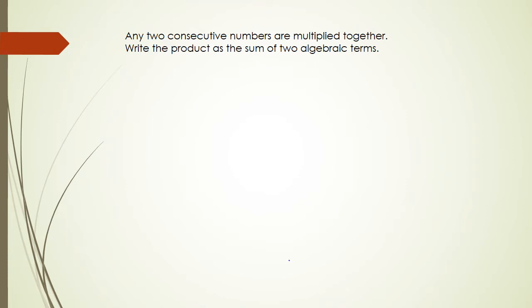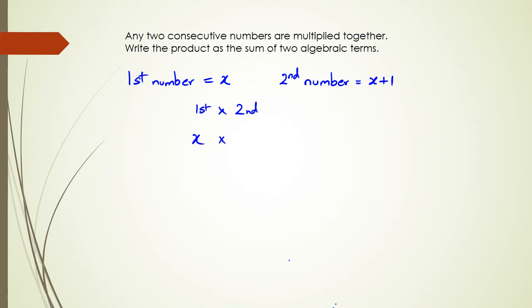Basically what we can say is the first number could be x, and consecutive means one after the other, which means the second number is x plus 1. So whatever the first number is, the second number will always be one more than that first number. That's what consecutive numbers mean. Now in this case, the consecutive numbers are multiplied together, so we have the first number multiplied by the second number.